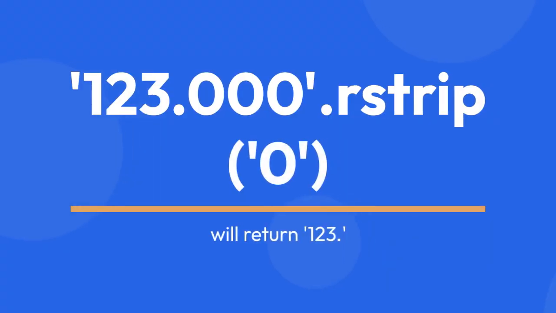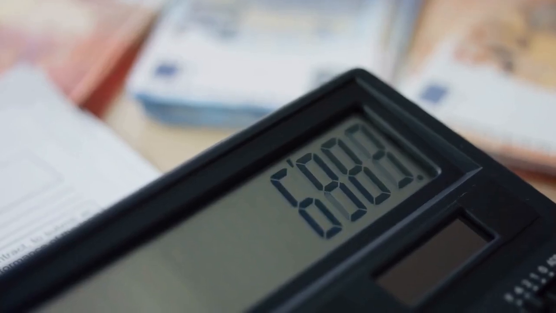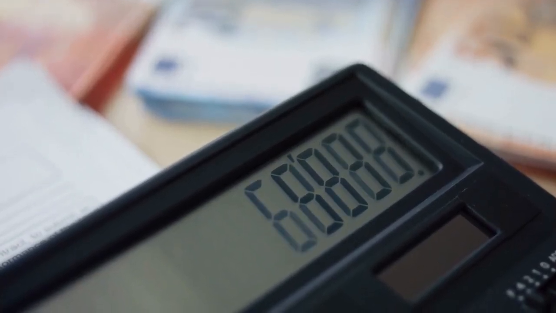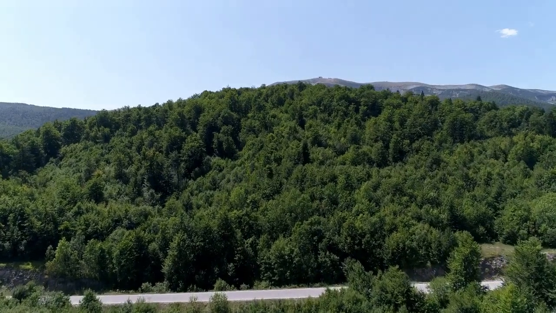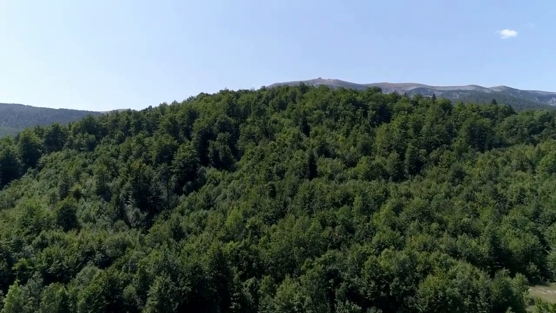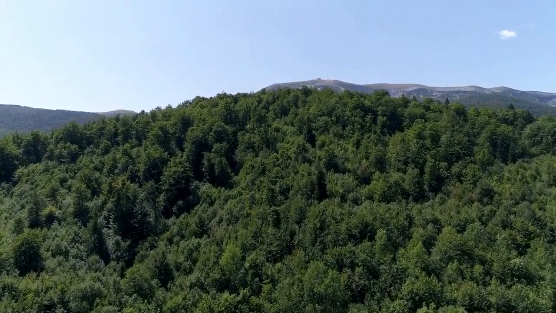For example, "123000".rstrip("0") will return "123". To get rid of the trailing decimal point as well, you can add a conditional check. If the string ends with a decimal point, remove it using string slicing. This combined approach handles both trailing zeros and the final decimal point if present.